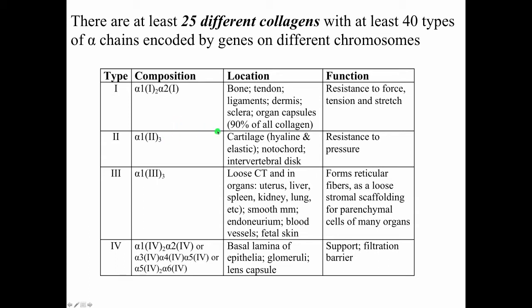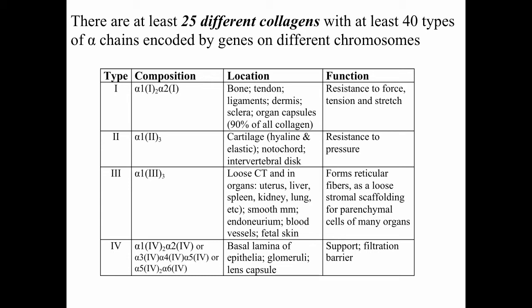Type 2 collagen, hyaline cartilage, elastic cartilage. You find it in the notochord and in intervertebral discs. Resistance to pressure. Type 3 collagen, loose connective tissue, and in a variety of organs like the uterus, liver, spleen, kidney, lung. You may find it in smooth muscle, in the endoneurium, in blood vessels, and even in the skin of fetus. Type 3 collagen forms these very loose reticular fibers. It forms a loose stromal scaffolding in which the parenchymal cells of many organs are interdigitated. So that's type 3 collagen.